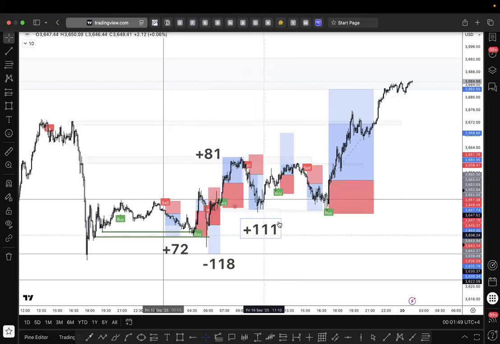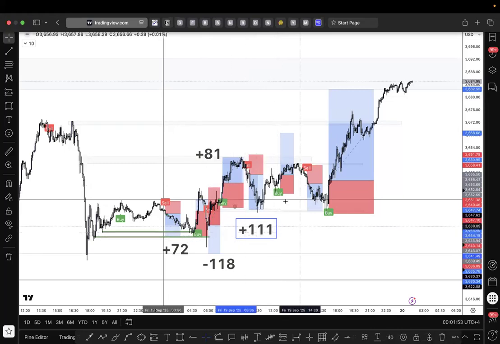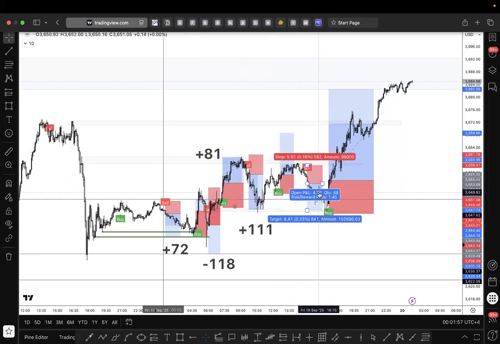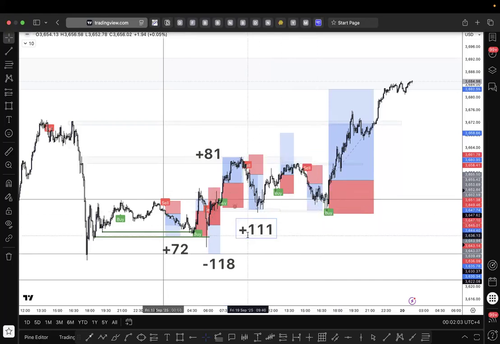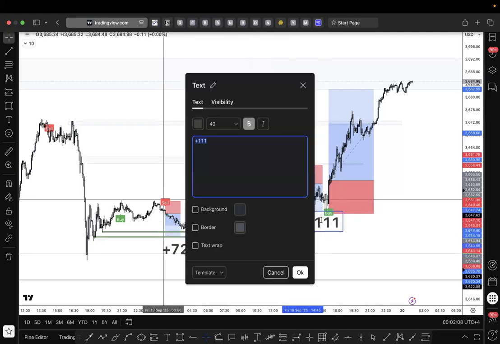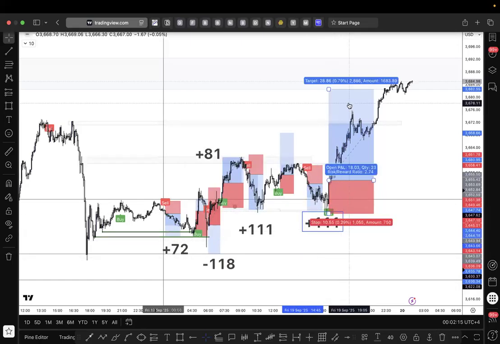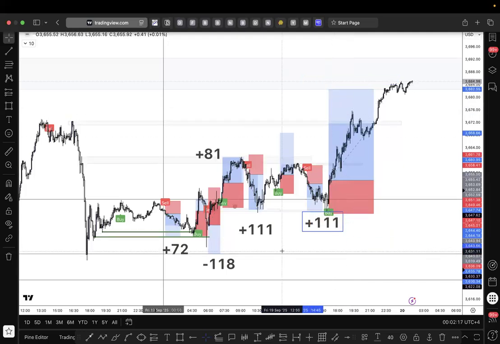This is 110, 111. I don't know why it's slow. Okay, so this we're going to assume it hit break even. We're going to take the next trade. It hits 84 pips, right? Plus 84 pips. And the last one, 288 pips.